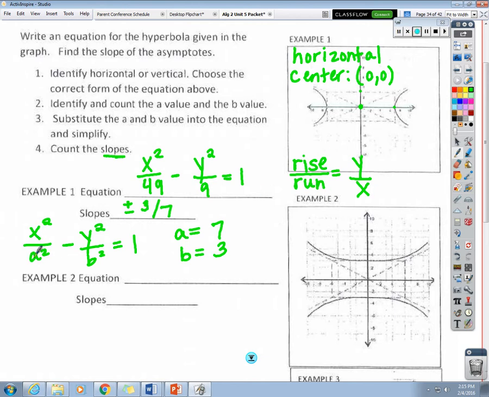And then your run is your x value. Well, x is a, that's why a went on the bottom for horizontal hyperbolas. Because it always should be your y over your x. So your y was over 9, but that originally was a b value of 3. And then over x, because run goes on the bottom, well, the original a value was 7. Don't worry, we've got a lot more of these to do. Okay, can I erase all this and let's try example 2?